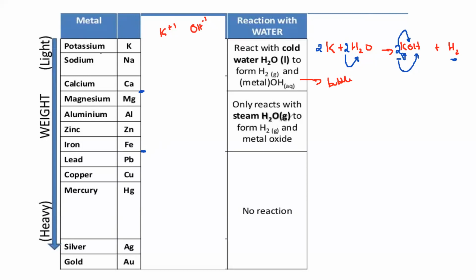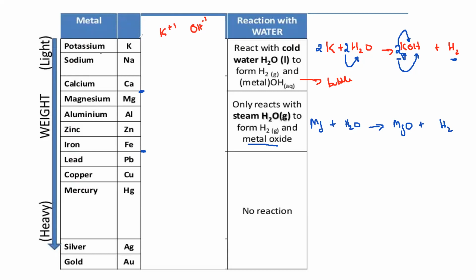And as a result, what will happen? It will form metal oxide. So for example, if magnesium is reacted with steam, steam is also having the same formula. So magnesium reacted with steam or water, but at a high temperature, so steam is there, or water vapors. Here it will form metal oxide. So it will form magnesium oxide plus hydrogen.